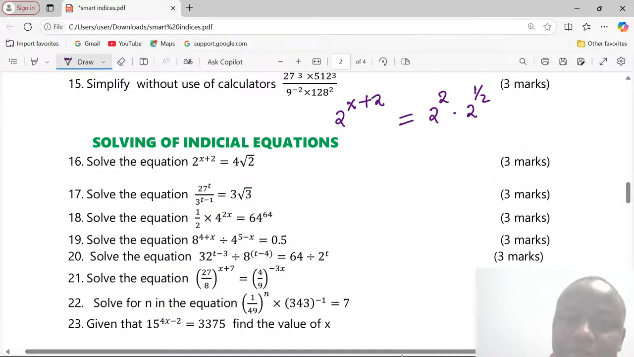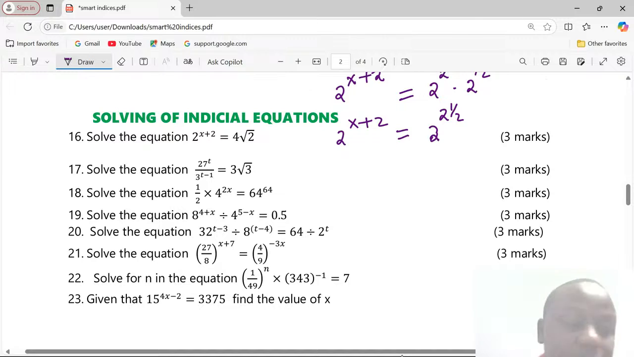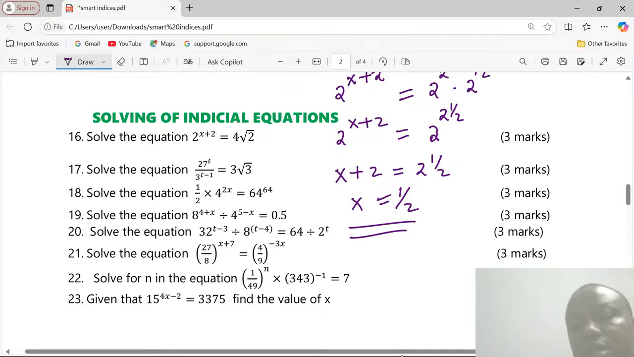So we have 2^(x+2) equals 2 power 2 times 2 power half, and you just add the powers according to the first law: 2 raised to 2 and a half. At this point, because the bases are the same, we equate the powers. x plus 2 equals 2 and a half. To remain with x, you subtract 2 from the other side. The value of x becomes a half.